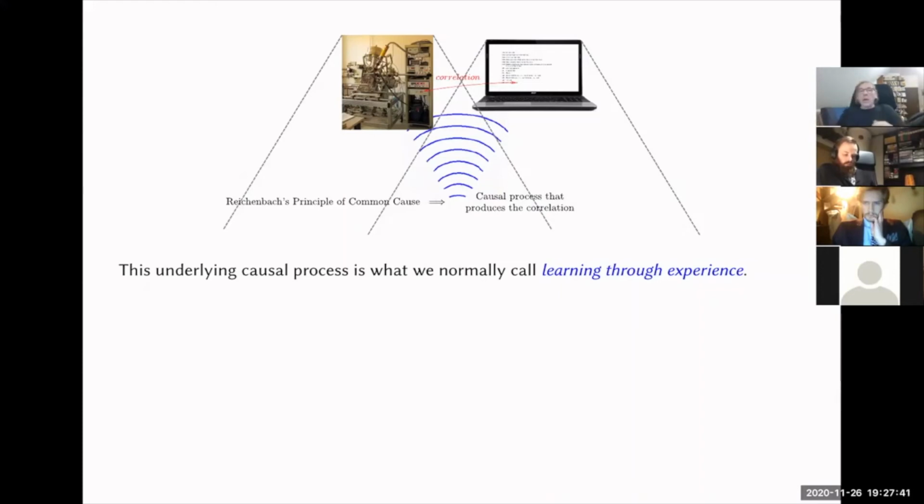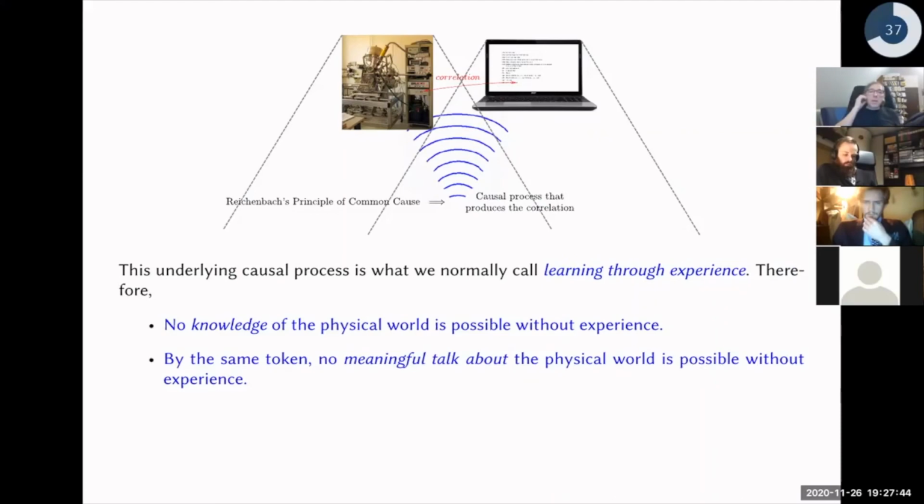Okay, so this means that no knowledge of the physical world is possible without experience. And this is not enough, because by the same token, we must say that no meaningful talk about the physical world is possible without experience. Okay? And as I told, not only talk, but thought and belief, and I don't know, whatever you would like to mean here.